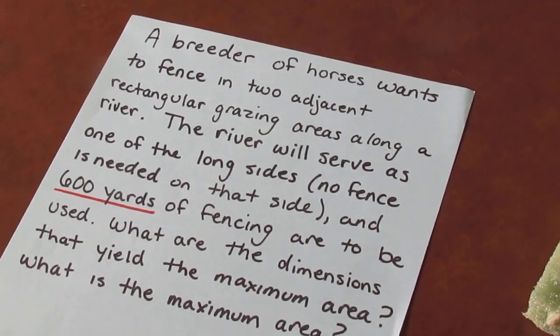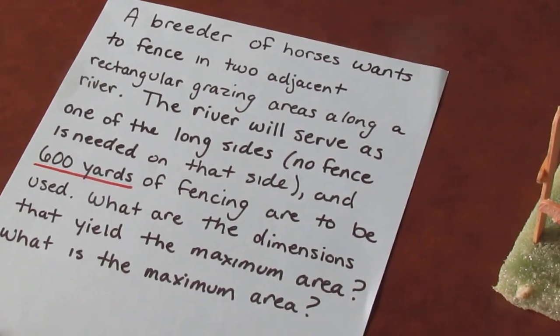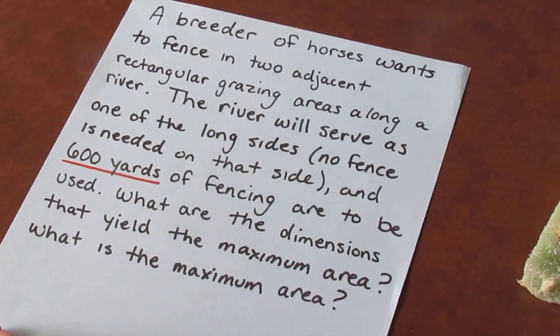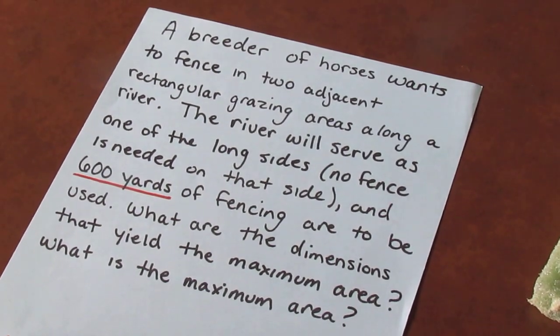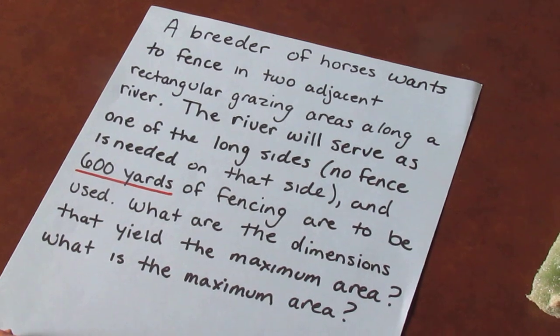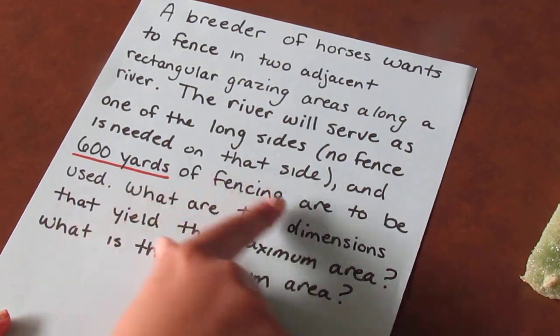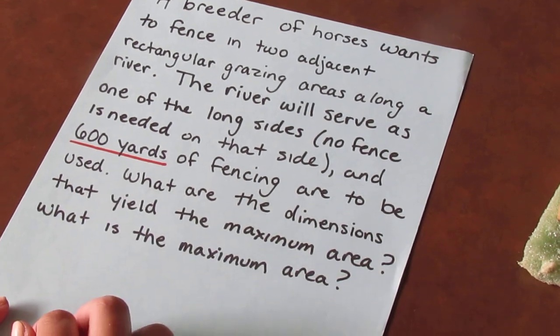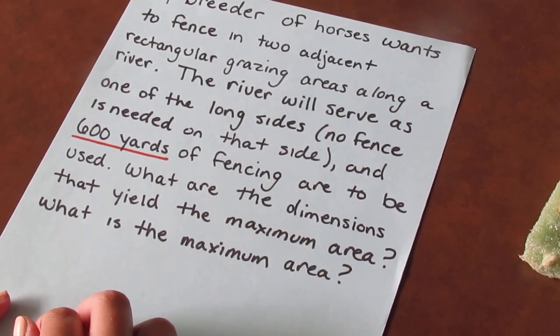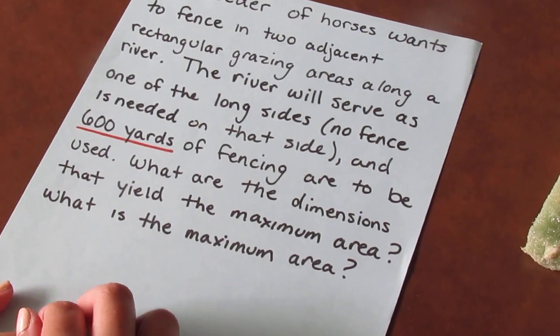So here we have a problem. A breeder of horses wants to fence in 2 adjacent rectangular grazing areas along a river. The river will serve as one of the long sides. No fence is needed on that side, and 600 yards of fencing are to be used. What are the dimensions that yield the maximum area, and what is the maximum area?